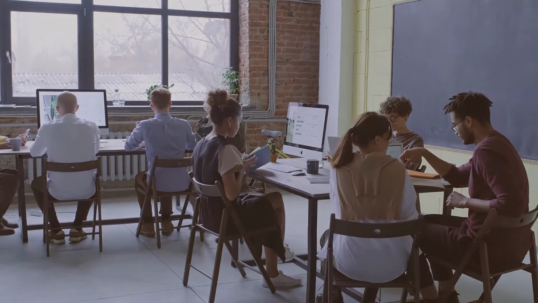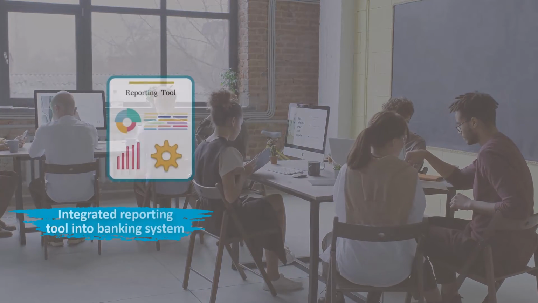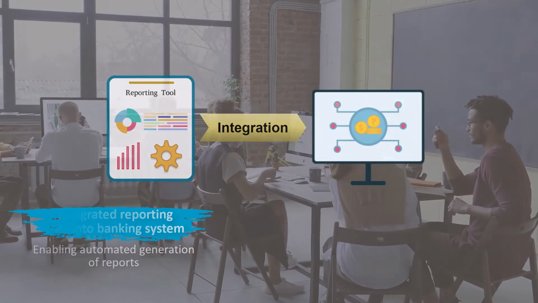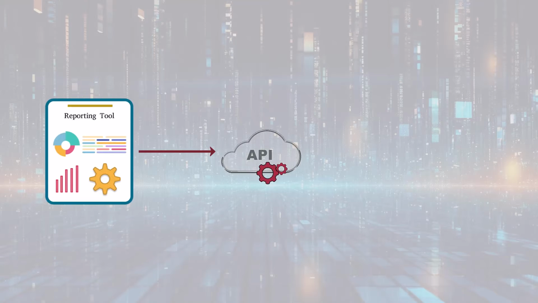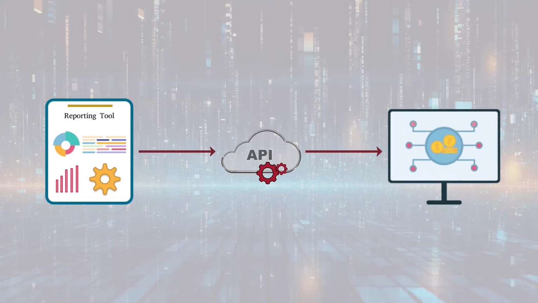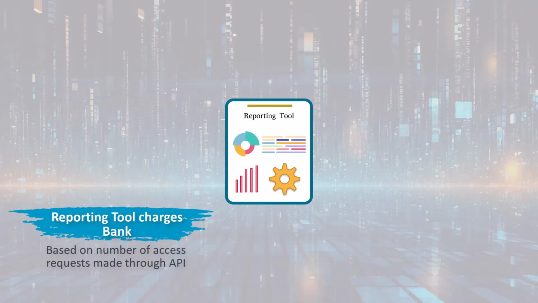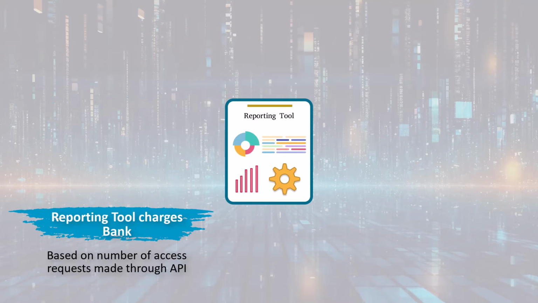The IT department at Hedmerl Bank integrated the reporting tool into their banking system, enabling the automated generation of reports. The reporting tool provides an API that allows the bank to send requests to the tool to generate monthly financial reports, customer account statements, and profitability reports. However, the tool charges the bank based on the number of access requests made to their system through API for generating multiple reports.